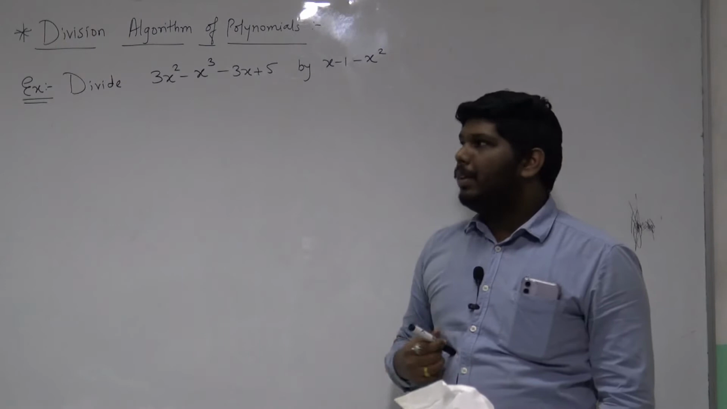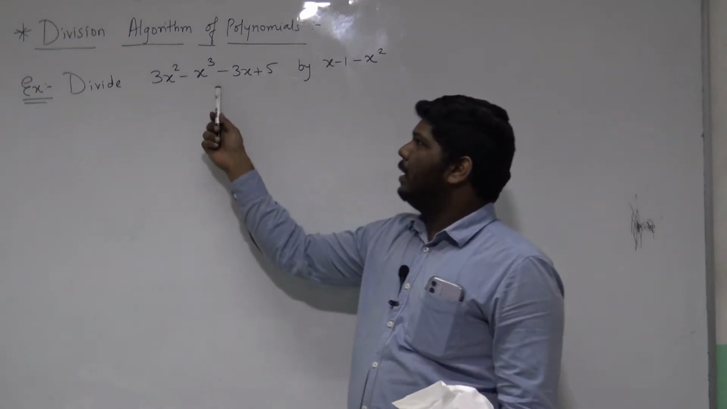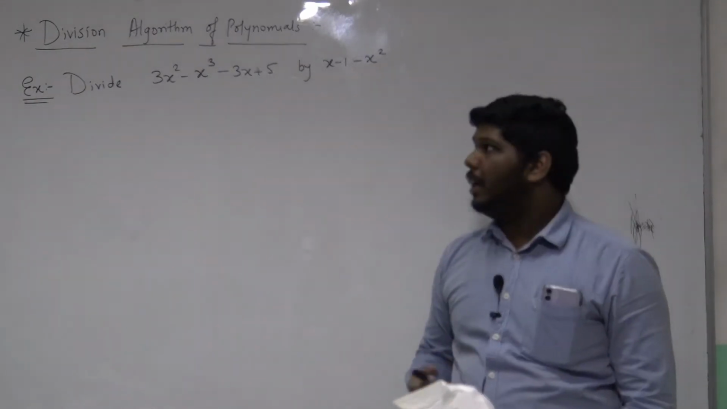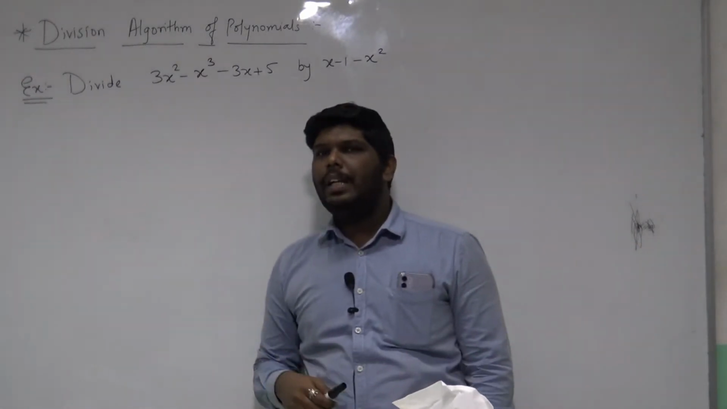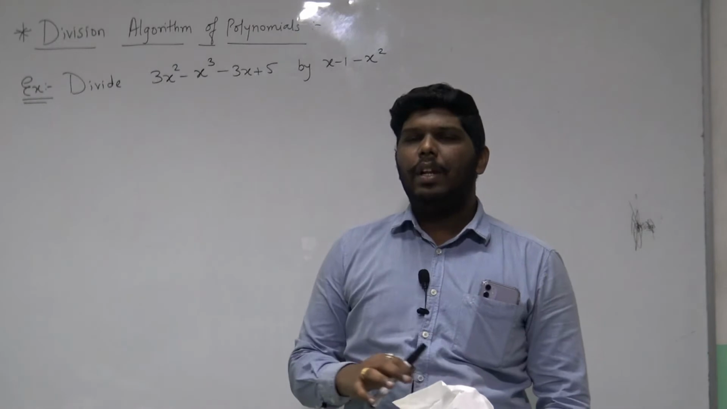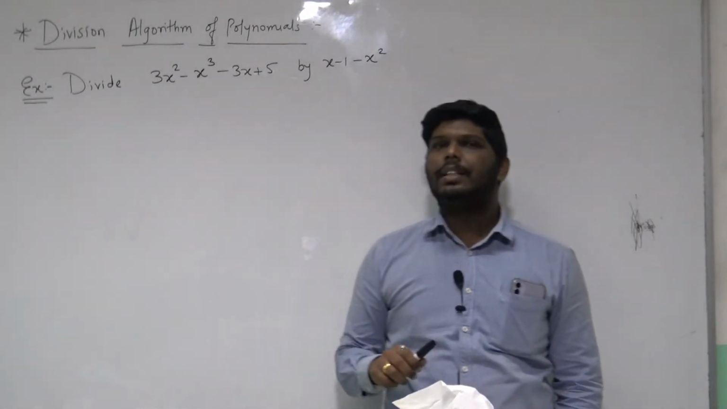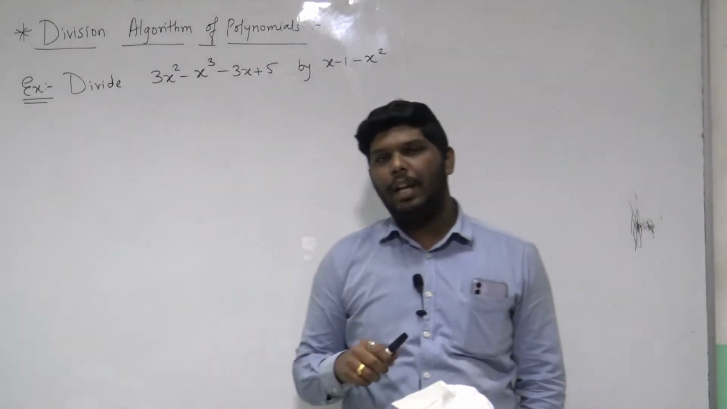So here in the example we have to divide 3x square minus x cube minus 3x plus 5 by x minus 1 minus x square. Okay, so the example that I have selected, in which everything will be covered, like what are the things that you should take care of before starting with the long division.